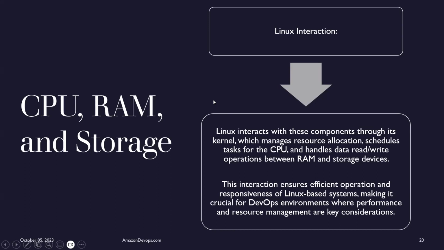Now let's see how Linux interacts with these resources. Linux interacts with these components, of course, through the kernel. We saw that the kernel is the one that manages the hardware resources. Its work is to manage resource allocation. How much should the application get? How much CPU, how much RAM? It also schedules tasks to the CPU where they are supposed to be processed. It also handles the read and write operations that happen between the RAM and the storage device.